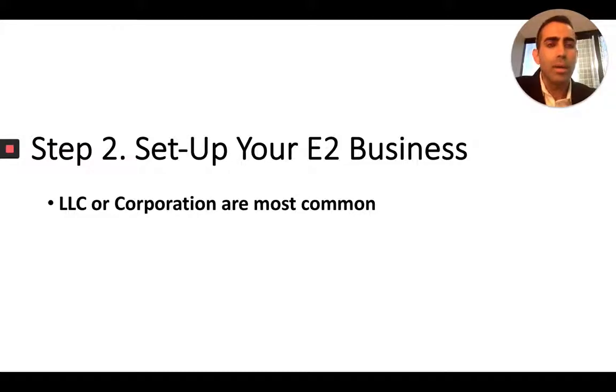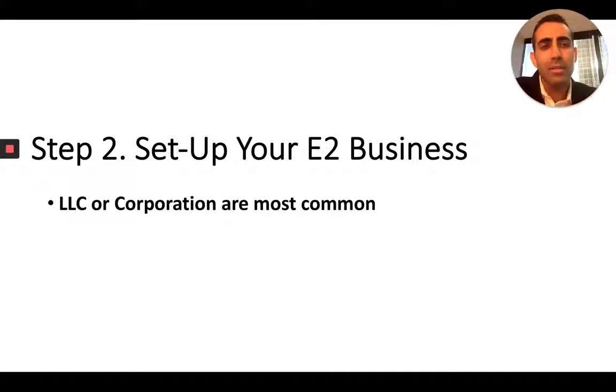So the most common entities for an E2 visa are either a corporation or an LLC. And in my experience, LLC is more common among those two. The right entity for you, though, is going to require you to discuss the specifics of your case with your lawyer, and they'll help you identify what type of business entity you should set up.